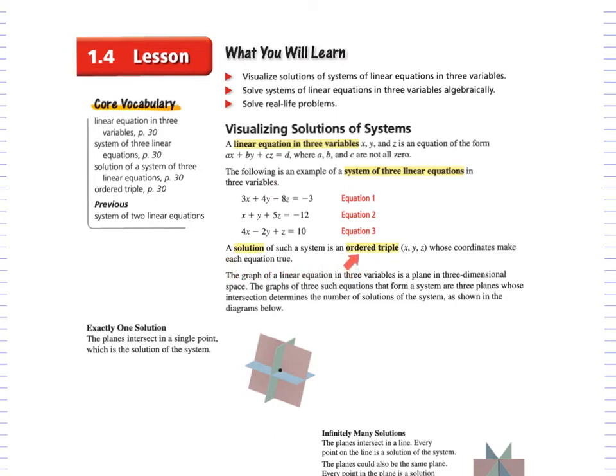The solution is going to be an ordered triple. It's going to be x, comma, y, comma, z. These go in alphabetical order if you forget. And we're trying to find those coordinates to make that equation true. Make them all true at the same time. So think back to geometry.